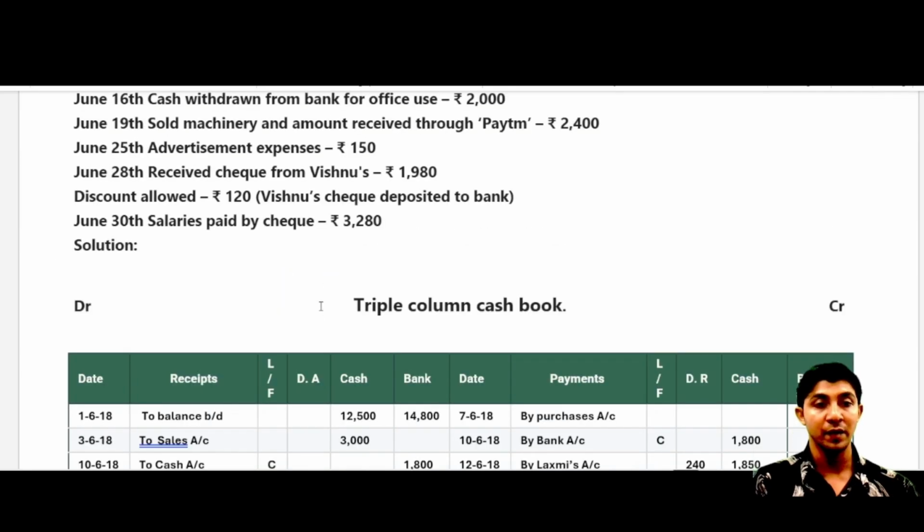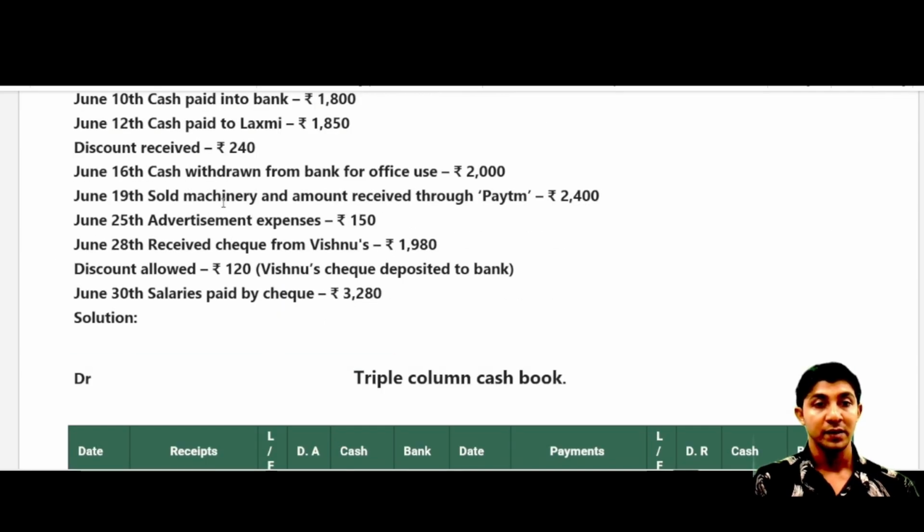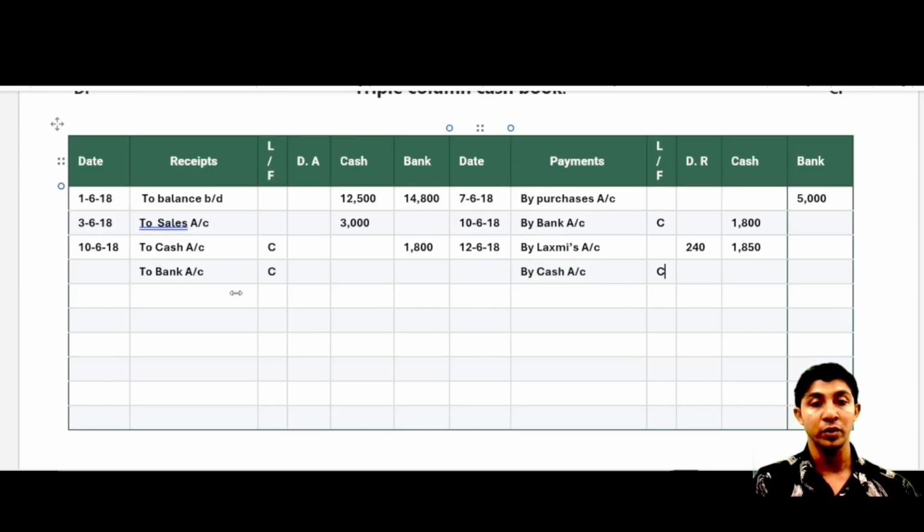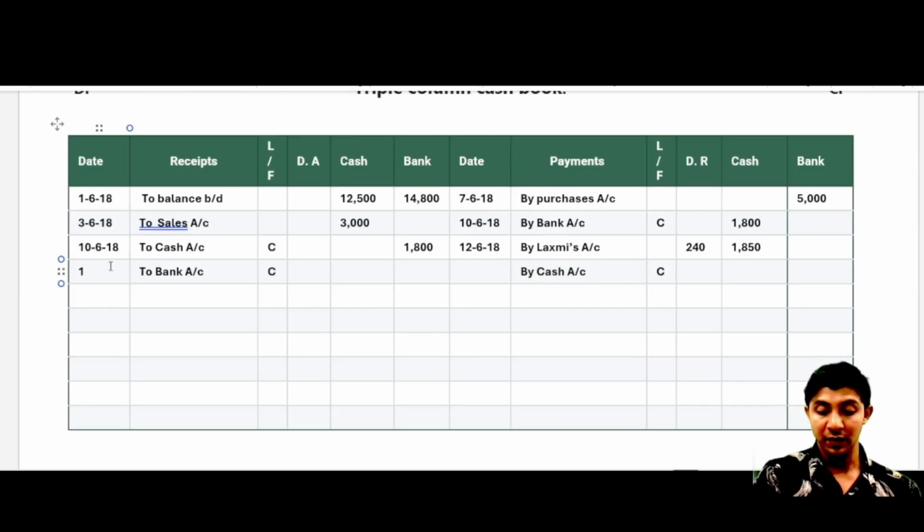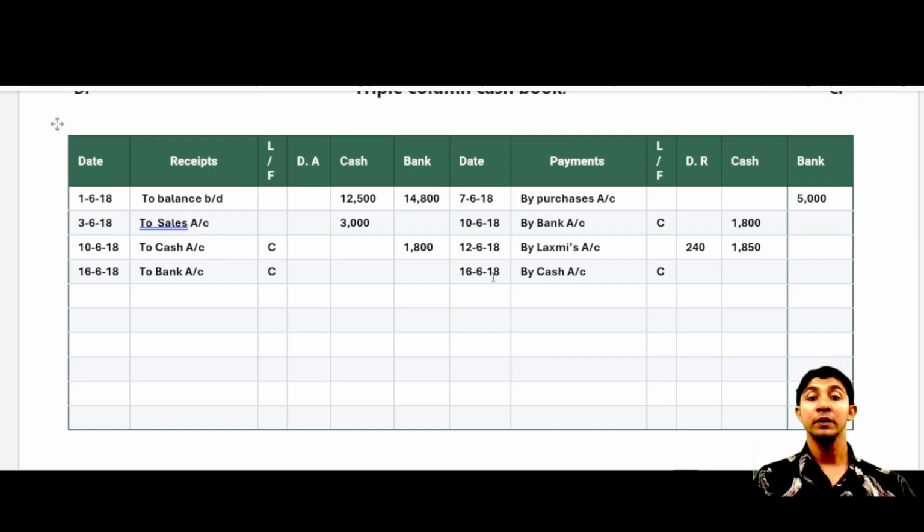What is the date of this transaction? The date is 16th June and the amount is 2000. So first we'll write the date, that is 16th June 2018. Always remember the rule of contra entry.